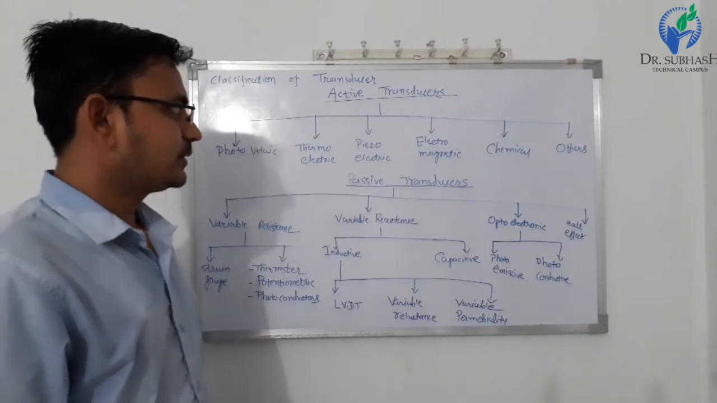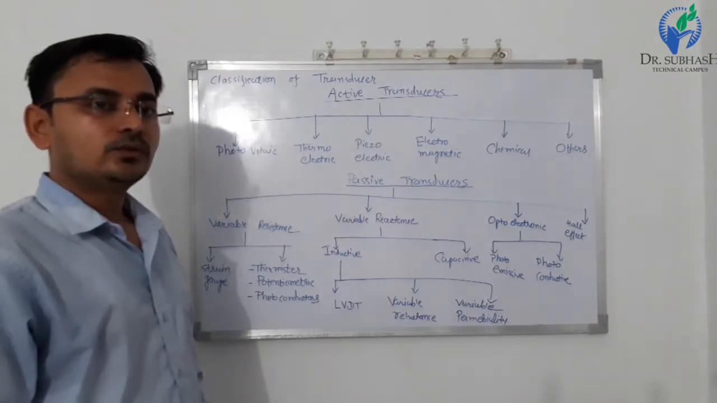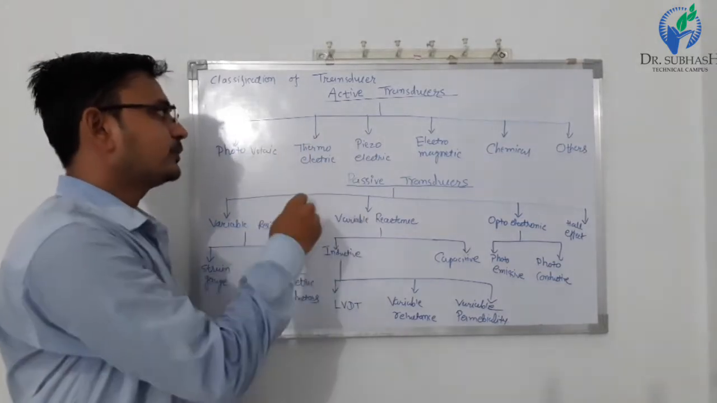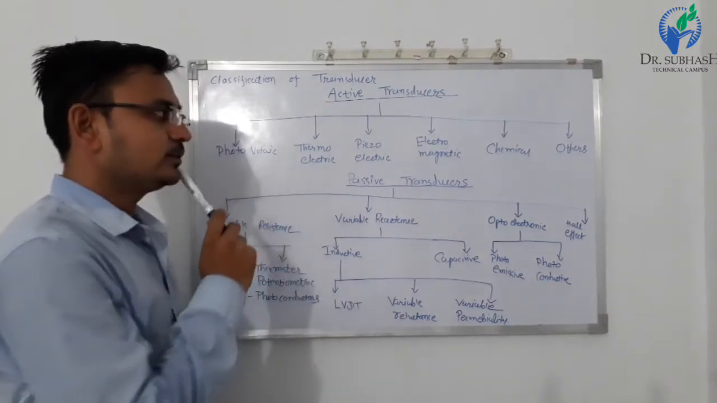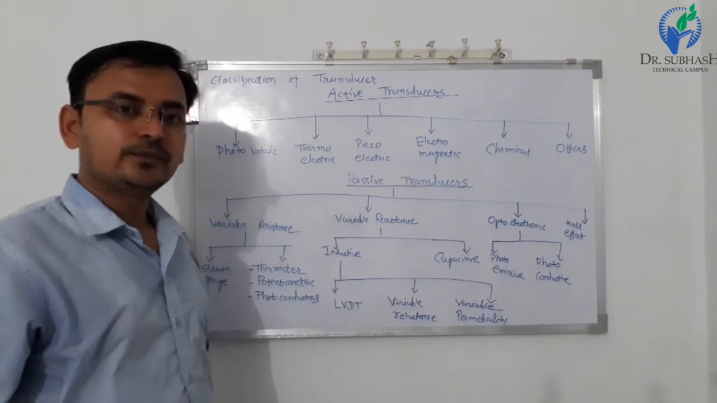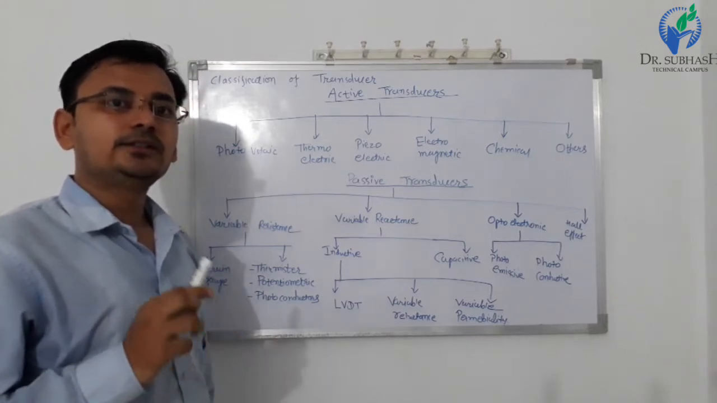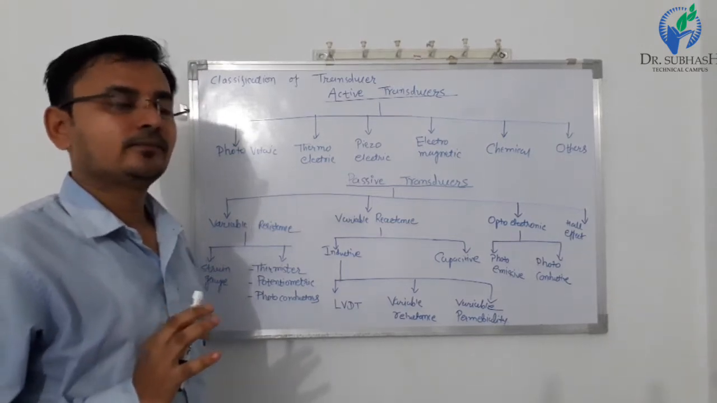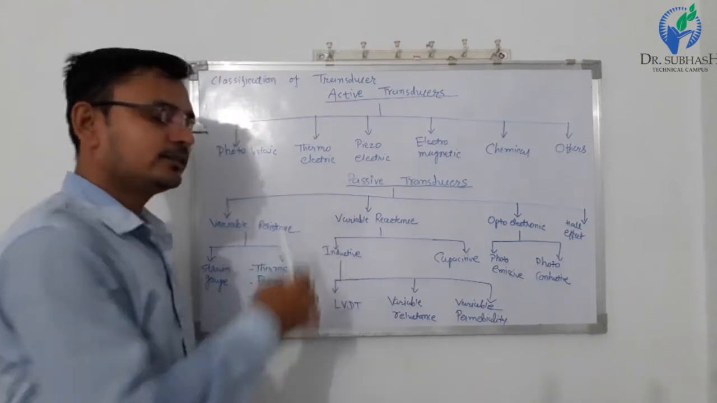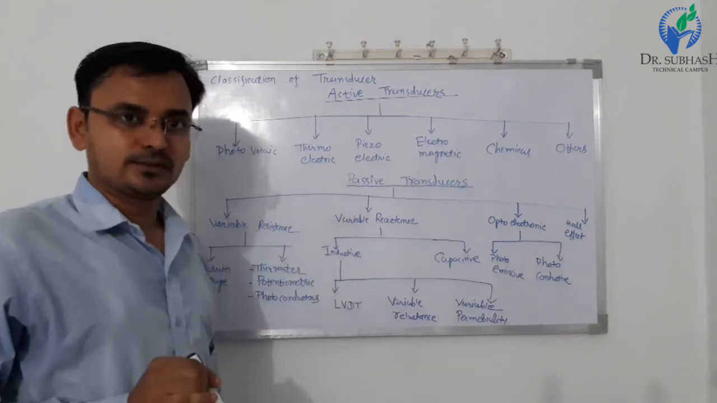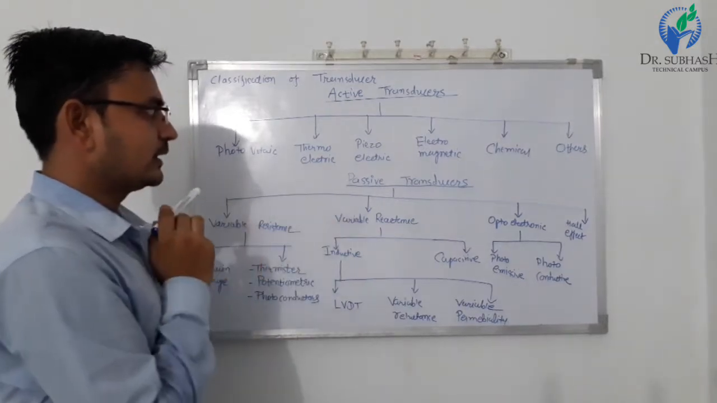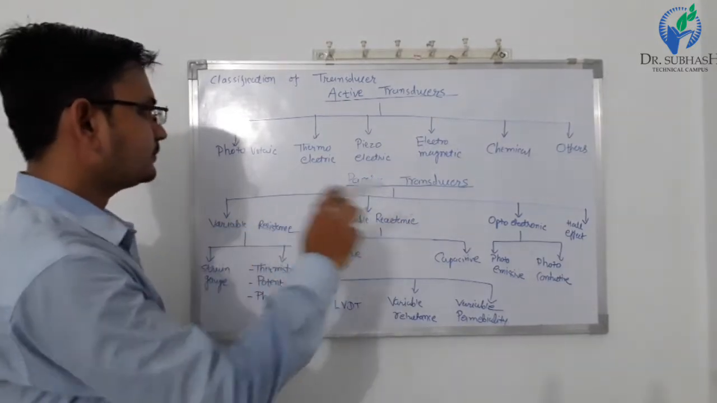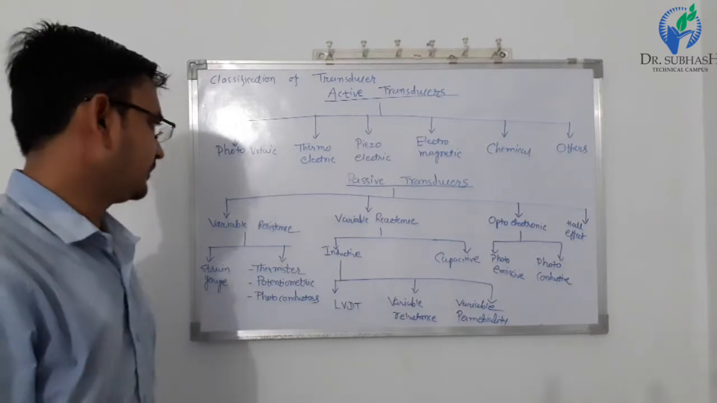Now, passive transducers. The opposite of the active transducer is the passive transducer. It means in a passive transducer an external energy source is required, and it is not a self-generating type transducer. Passive transducers are classified on different bases.